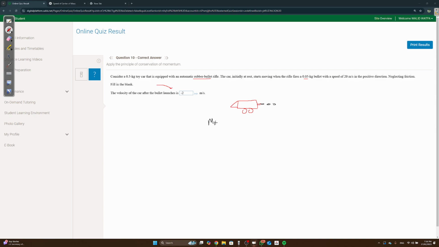We're going to do M1 U1 plus M2 U2 is equal to M1 V1 plus M2 V2. Since it's not really a collision, but this applies for all of them. We're going to call this 0. Why? Because the car was at rest. For M2 U2, they gave us the positive direction. When they give you the directions, you have to follow what they give you. You're not allowed to do otherwise. So M2 U2 is also 0 because it still didn't start firing. So you're left with M1 V1 plus M2 V2 is equal to 0.